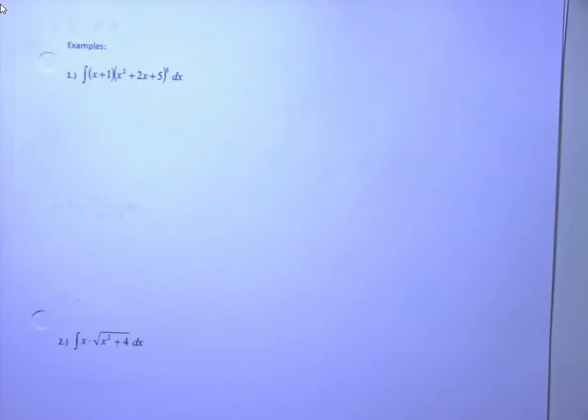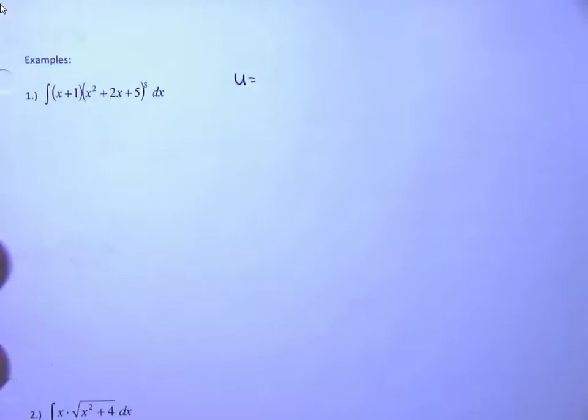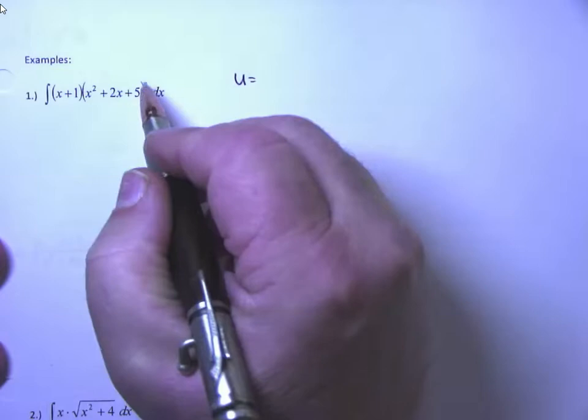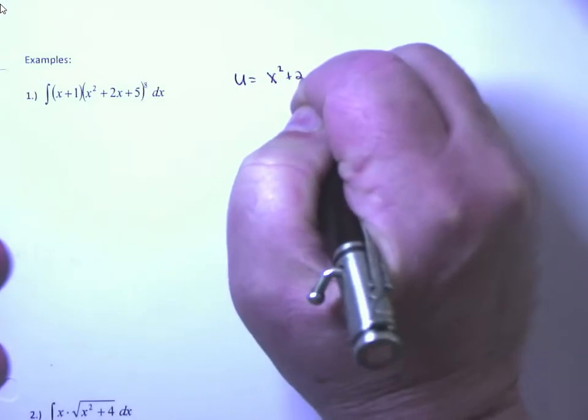The integral of x plus 1 times x squared plus 2x plus 5 raised to the 8th power. First things first, this is not a rule I have memorized. So I'm going to always try U substitution first. It's the number 1 technique of integration. So if I'm going to let U equal something or other, I'm going to let U equal the thing inside the parentheses, the parentheses that we're doing something with. In this case, we're raising it to the 8th power, so the U is going to be the x squared plus 2x plus 5. Step 1, find U.